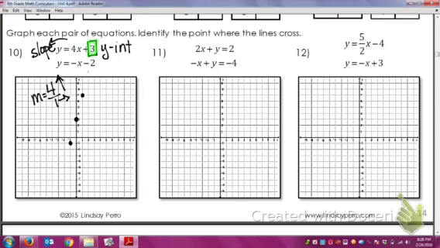Now, don't draw a higgledy-piggledy line through that. Get your straight line tools out, aka ruler. Okay, I have a straight line tool on here. I've never actually used it before, so I'm going to try it.